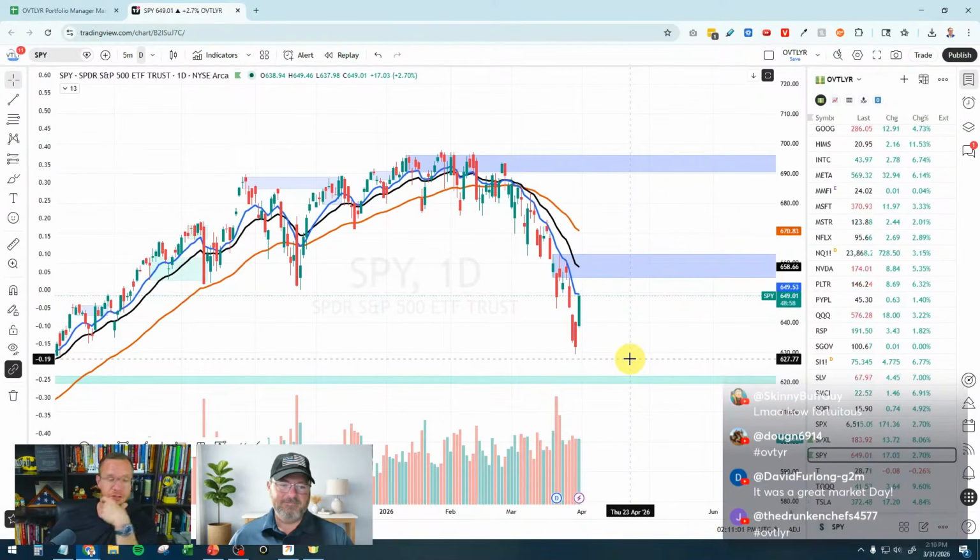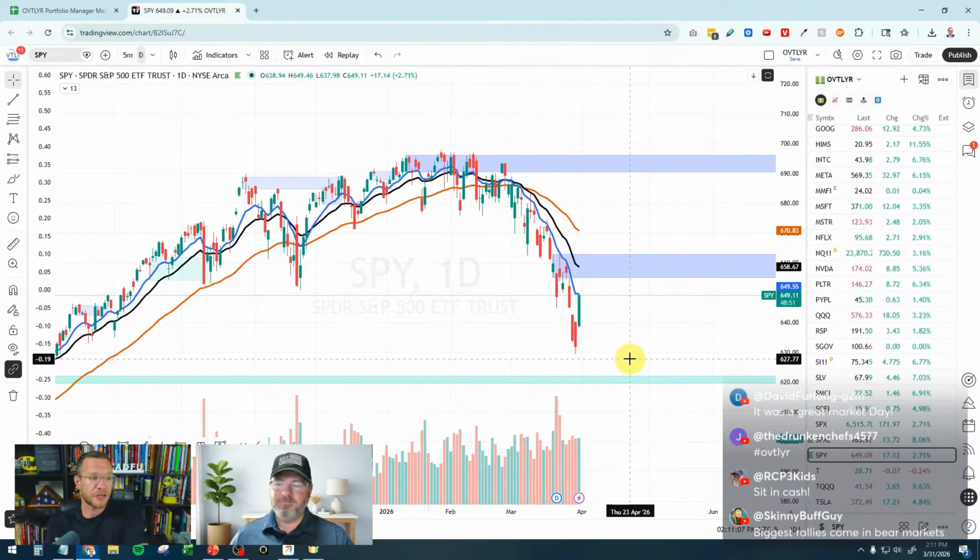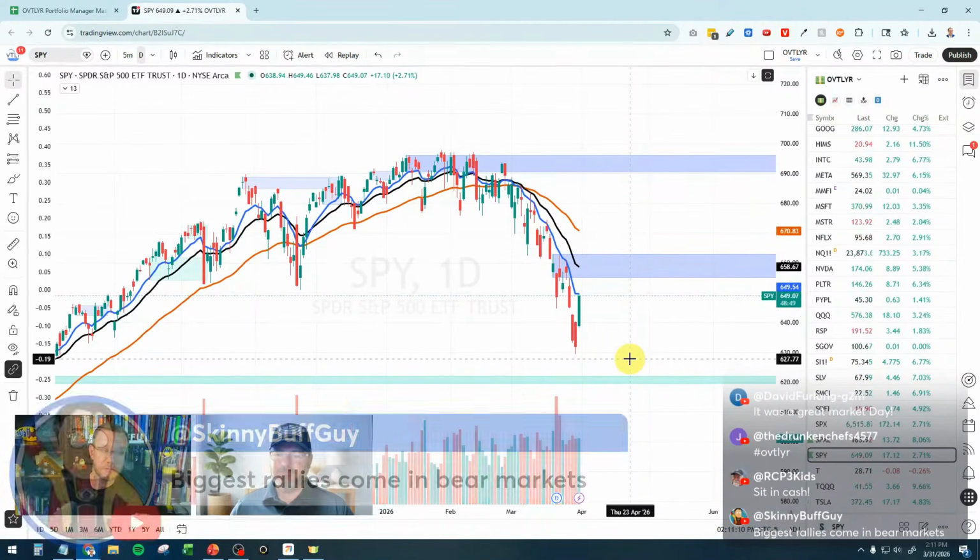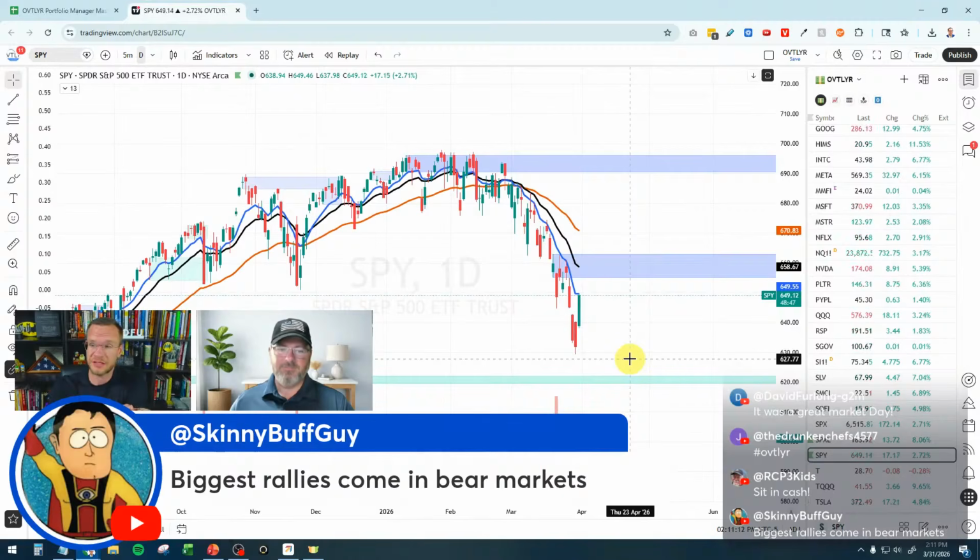Yeah, for sure. The biggest up moves happen during the midst of downtrends. This is what we're seeing right here. If you're trying to short, it's hard because you can get hit with a big, nasty move like this today. The biggest rallies come in bear markets. This could be the bottom.